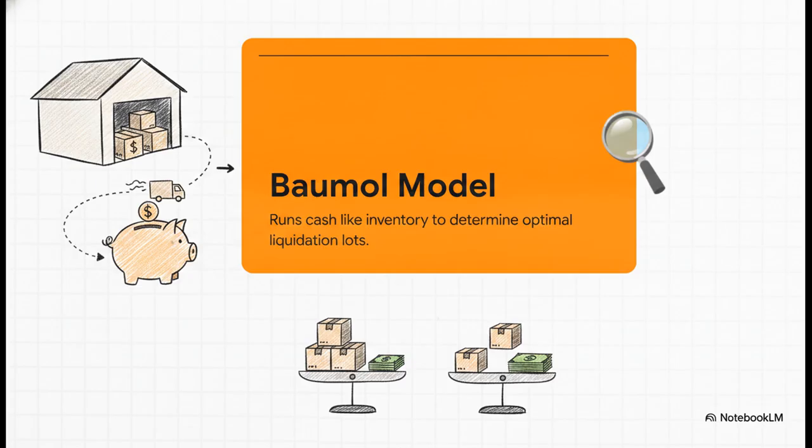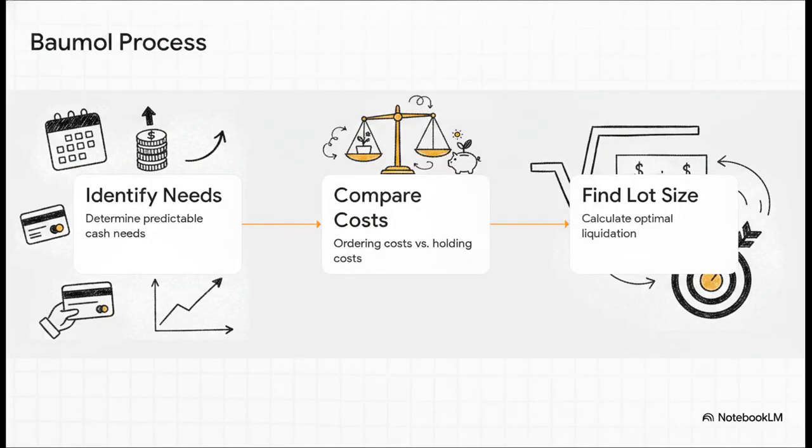It's perfectly balancing the cost of doing the transaction against the cost of holding that idle cash. Let's walk through exactly how this works, step by step. Step 1, you absolutely must identify predictable, steady cash needs over a given period. Step 2, you calculate the ordering costs, which in this context are the transaction fees for liquidating your short-term investments. Then, you weigh those against the holding costs, which is the interest you are essentially losing out on by keeping that cash sitting in a non-interest-bearing checking account.